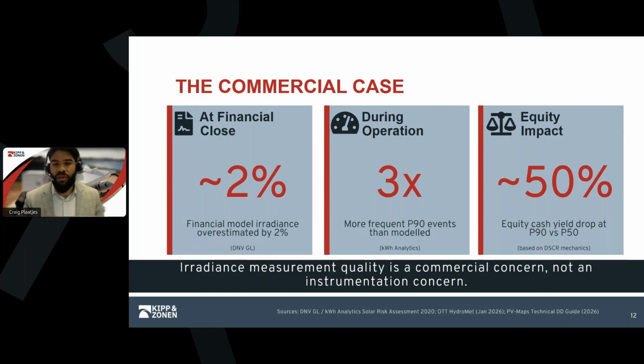And that's not because revenue fell by 50%, but because of how debt service interacts with equity in typical capital structures. And so these two data sets together describe the financial architecture of the risk of overestimation in performance modeling. And they highlight the central role that reliable irradiance measurements play within it. But the exposure is further exacerbated by inaccurate measurements throughout the operation of the plant, which further skews performance metrics.